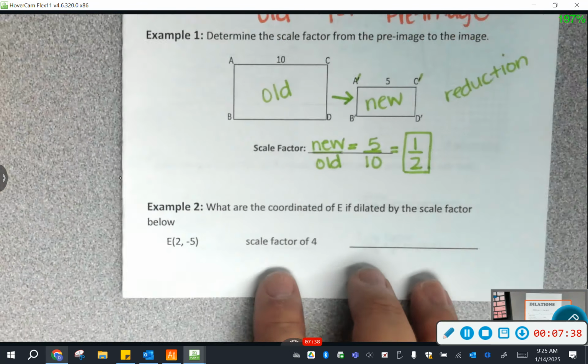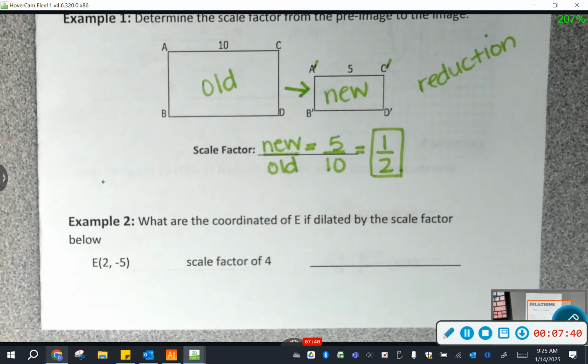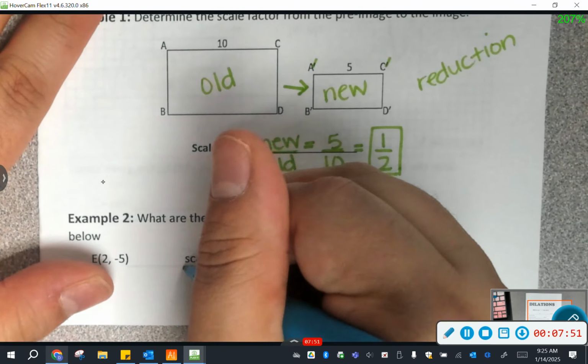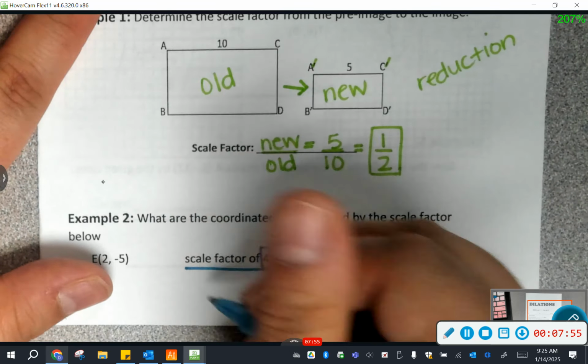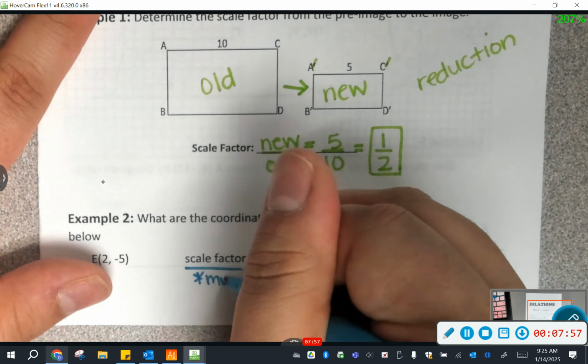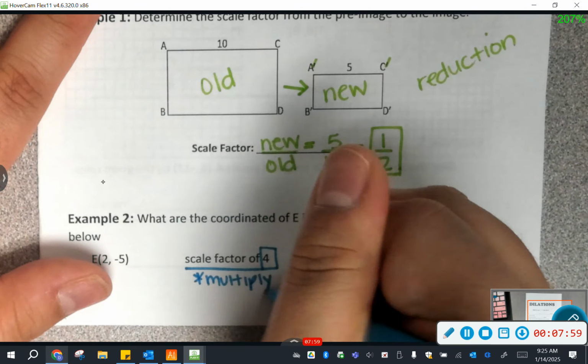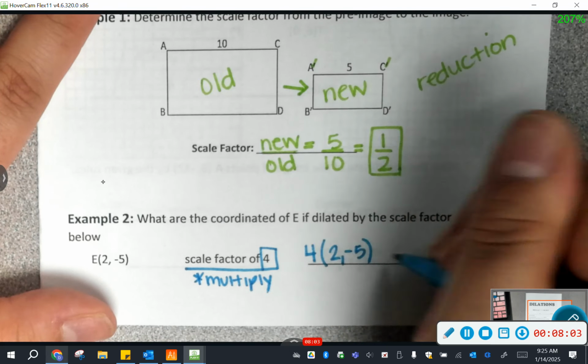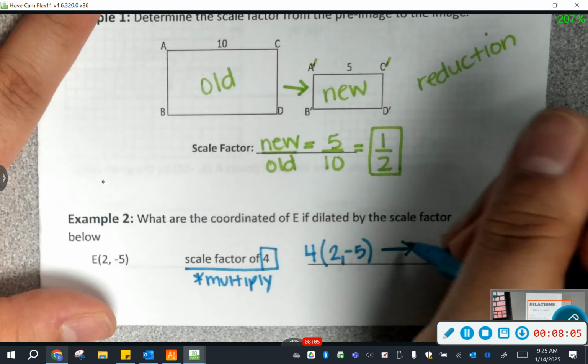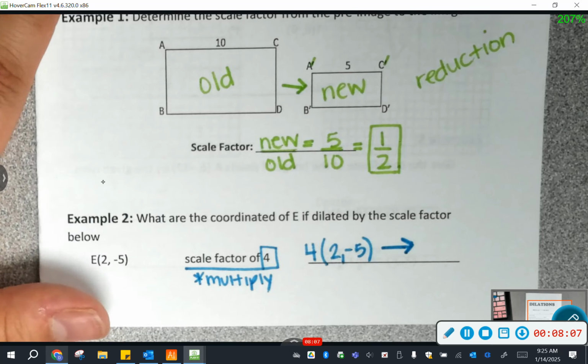Number 2 is kind of like the warm-up. Example 2 says, what are the coordinates of E if dilated by the scale factor below? What's my scale factor here? 4. What am I going to do with this 4? Multiply. All you do is multiply. So I'm going to do 4 times 2, negative fifths. What is 4 times 2?